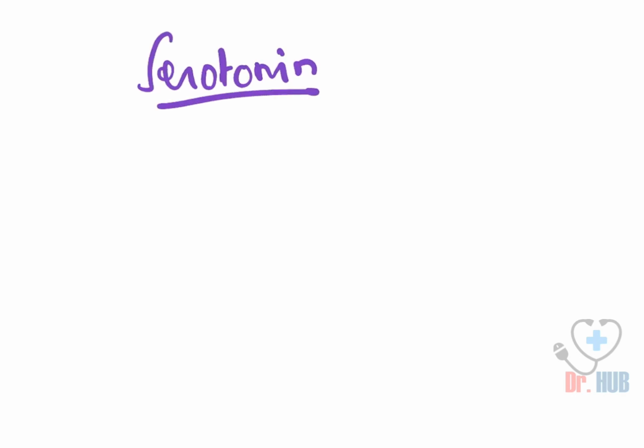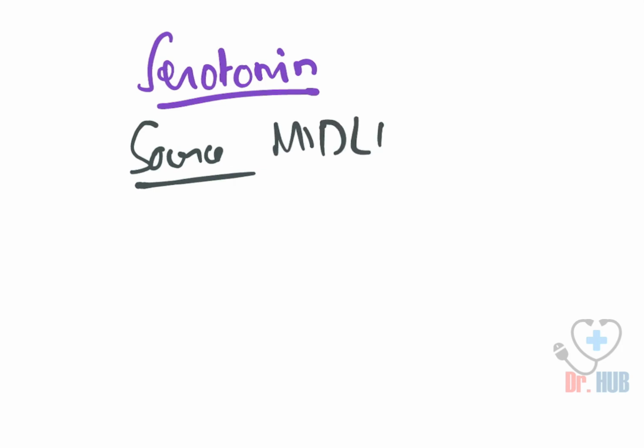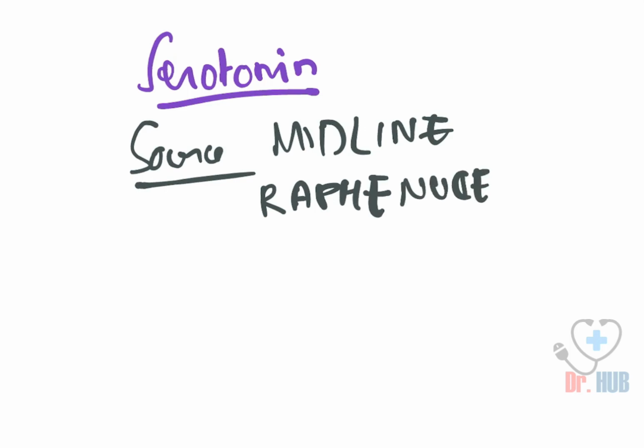First we are going to read about serotonin. So what is serotonin? What is the major source? The major source of serotonin is the midline raphe nucleus. And what is the function? It is inhibitory.